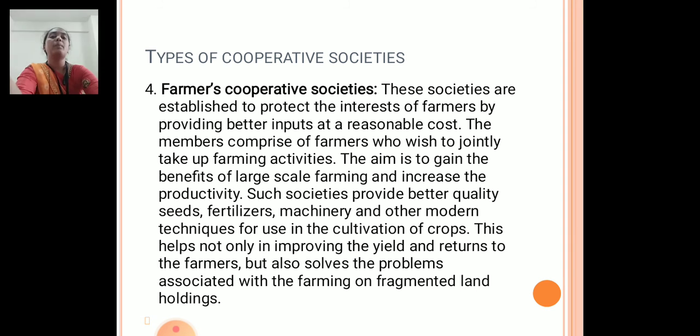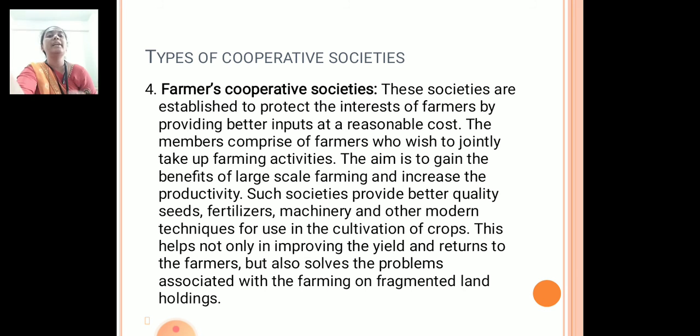The members comprise farmers who wish to jointly take up farming activities. If the members are interested in doing the farming activity jointly, I have half an acre, the other person has 1 acre, and all 10 members together may form around 10 acres of land. So we can have the benefit of growing on a large scale. The aim is to gain the benefits of large scale farming and increase productivity.